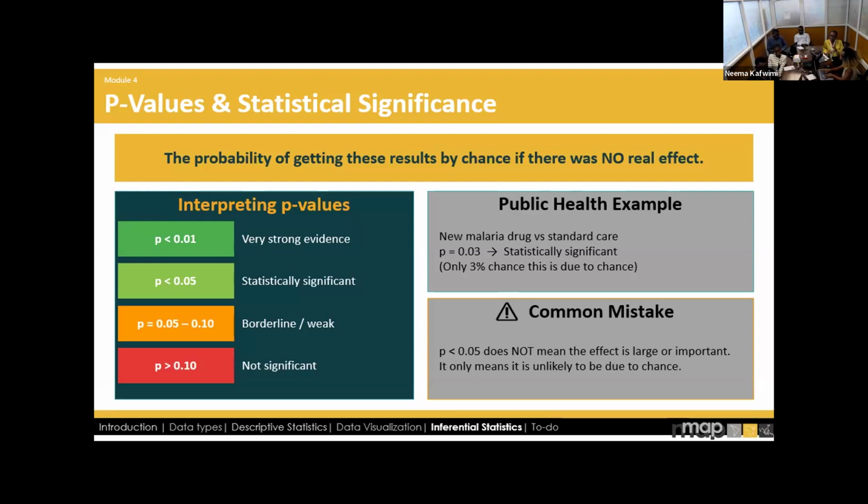Now the common mistake here is that a p-value of less than 0.05 does not mean the effect is large or important. As I said, this is not the only pillar that you are looking at. It only means it is unlikely to be due to chance. So I'll always go back to the definition: the probability of getting these results by chance if there was no real effect.